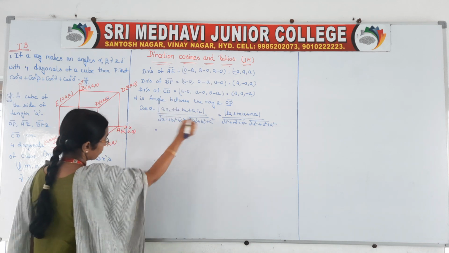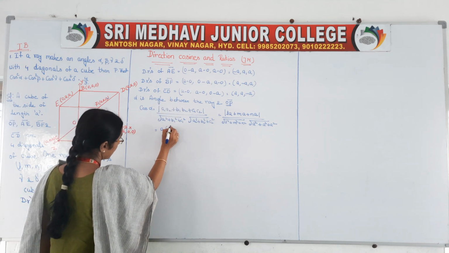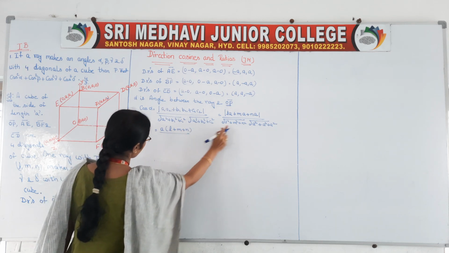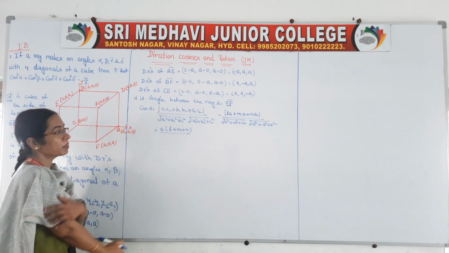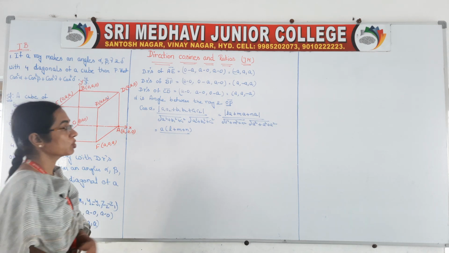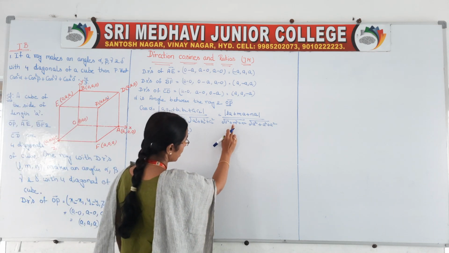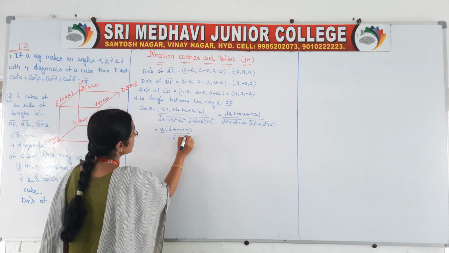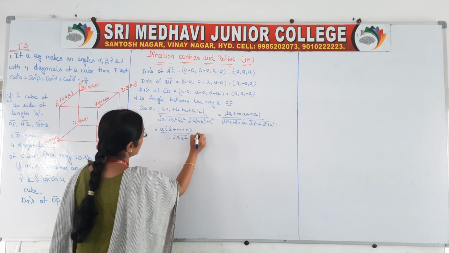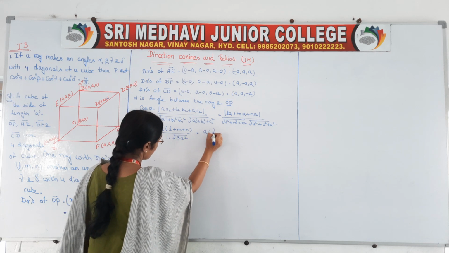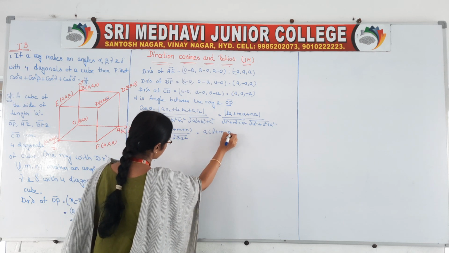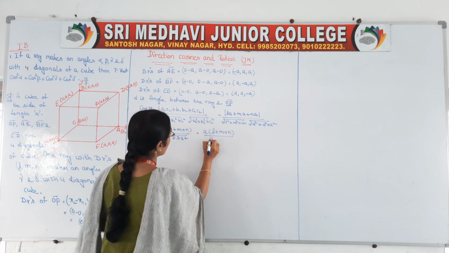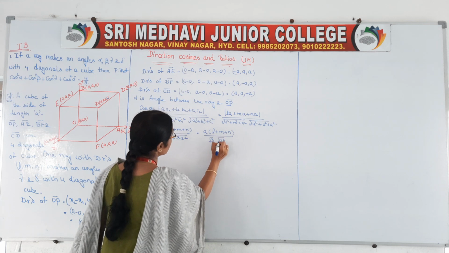So from this we can take A common, then it will be L plus M plus N by, what is this value? Already I said in previous class, L square plus M square plus N square value is 1. Root 1 is 1. Okay, so 1 into, this is 3 times A square. So A into L plus M plus N by, write separately, it is root 3 into A square.